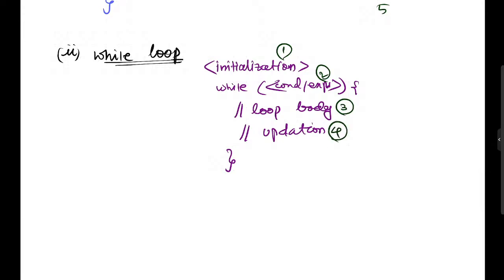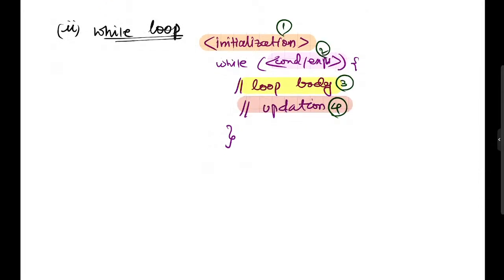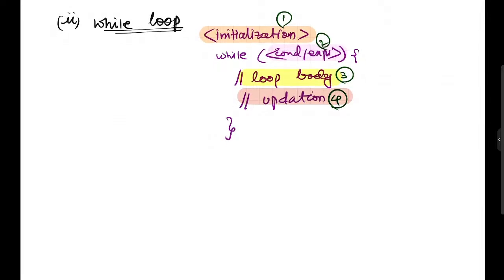So it's a pretty straightforward looking loop, right? You do initialization, then you check the condition, then you do the loop body, then you do updation. That's it. Pretty simple, right? So let's take a very small example, and this I will not explain a lot because while loops are not used a lot. They are used but not a lot in the real world, right?